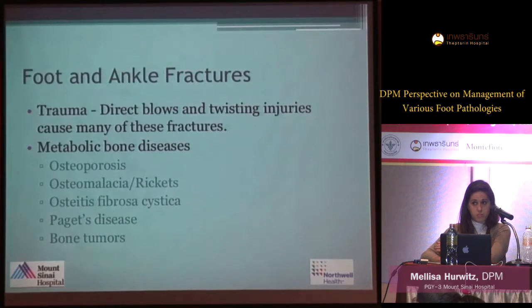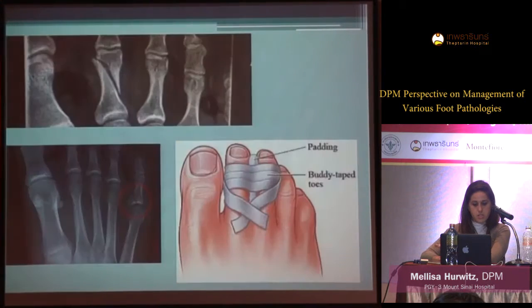Foot and ankle fractures, I'm just going to cover this in brief. If I were to cover this in detail, we'd be here all night. Trauma to the foot, direct blows and twisting injuries can cause fractures. Patients with metabolic bone diseases can be more predisposed to multiple fractures anywhere, but if a patient is getting a lot of fractures from a small trauma, then that might be a sign that they need to get tested for one of these diseases.